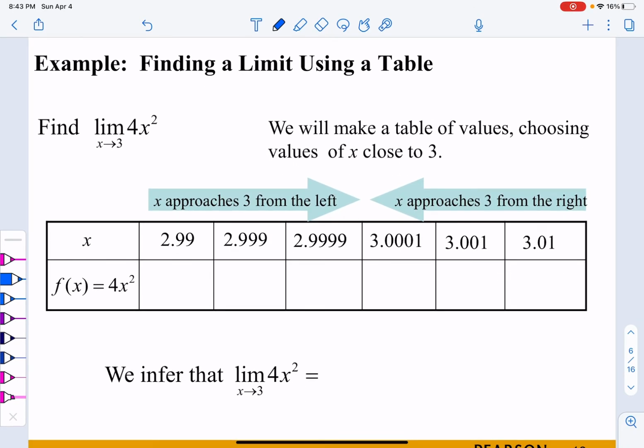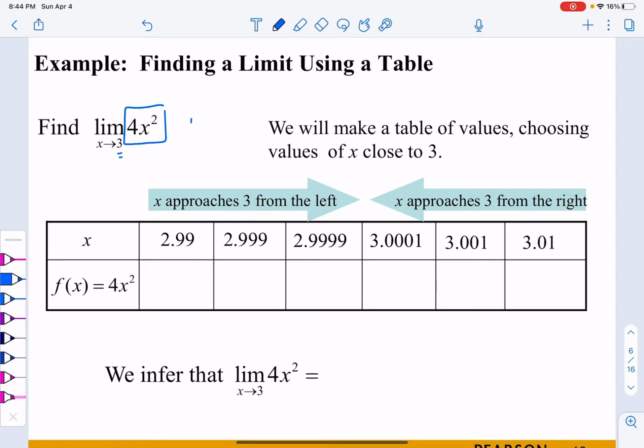If they want us to find the limit as x approaches 3 of 4x squared, well, first things first, when you look at this function, 4x squared, that's a quadratic. If you think about a quadratic, it makes a parabola. Is there any limitation to what you could put in for x? Well, there isn't a limitation. Because it's a quadratic, we know the domain is all real numbers, which means we're not going to have a problem evaluating this function at 3.